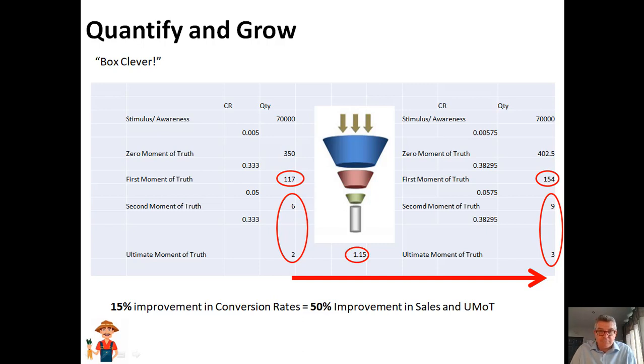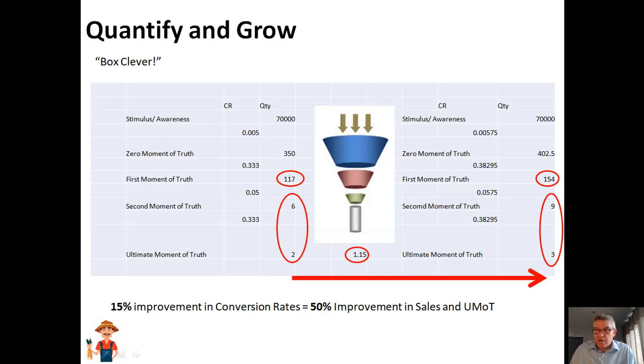And from there on, our ultimate moment of truth, they've gone from 2 to 3. But remember, that's the same as it was in the previous one, but we only have a reach or an email list of 70,000. So our costs at the top are the same as in the previous one, but we've managed to increase our sales by 50% at little or no extra cost. So a 15% improvement in conversion rates equals a 50% improvement in sales and ultimate moment of truth.